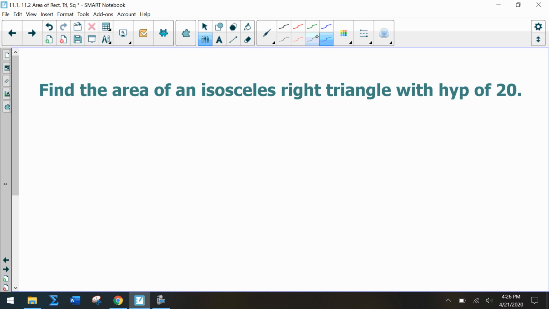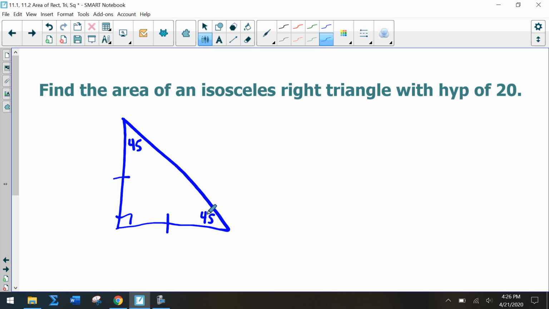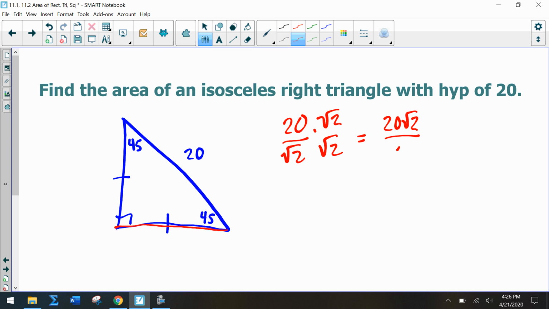And the last question that we're going to look at is we want to find the area of an isosceles right triangle. So let me draw a right triangle. And now if I want to make it isosceles, we know that the angles are 45 and 45. So if the hypotenuse is 20, how do I find the length of a leg? I need to divide 20 by the square root of 2, and then rationalize. So we have 10 root 2 as the length of the legs.